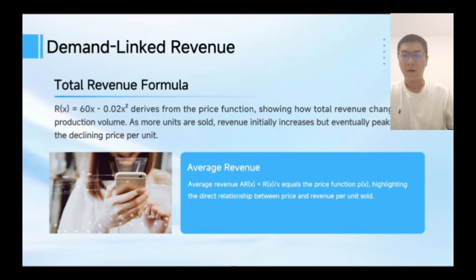As we produce more units, we have to lower the price to attract buyers, so revenue initially rises but eventually peaks. Importantly, average revenue AR(x) equals the price function itself, meaning every unit sold contributes exactly the current market price to our revenue per unit.